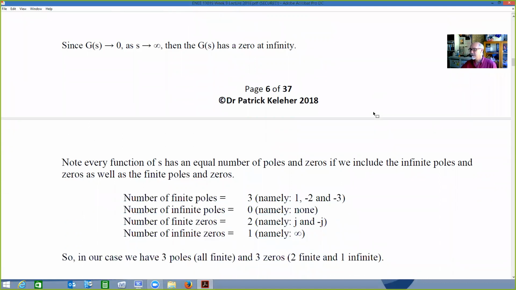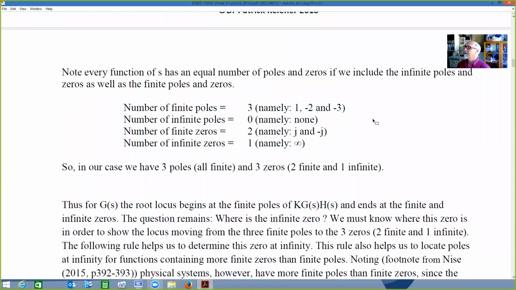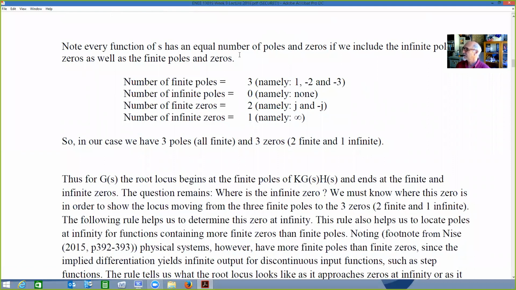Now, note that every function of s has an equal number of poles and zeros. So it's a good idea to jot these things down. You follow this process exactly, and you'll find that everything will just drop back out nicely. So noting again that every function of s has an equal number of poles and zeros if we include the infinite poles and zeros as well as the finite poles and zeros, it's always a good idea to write them down so you can keep track of them.